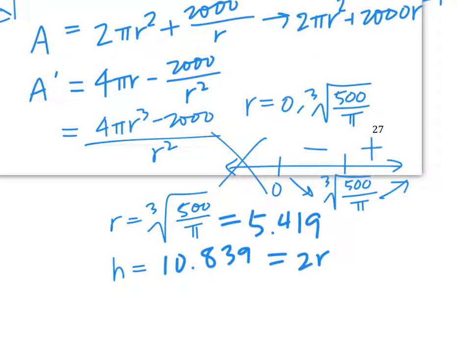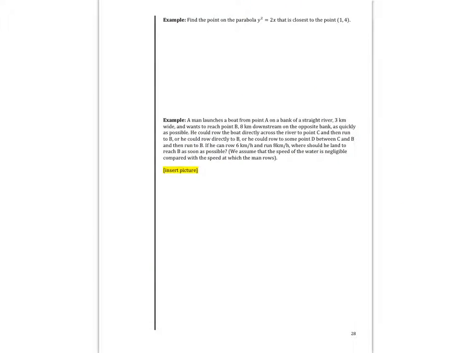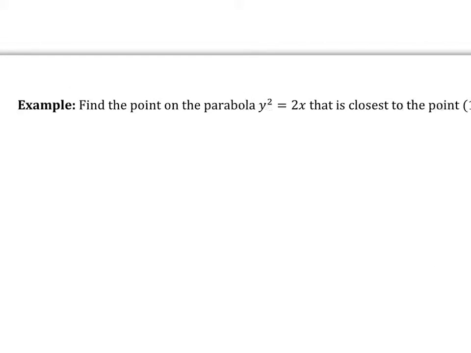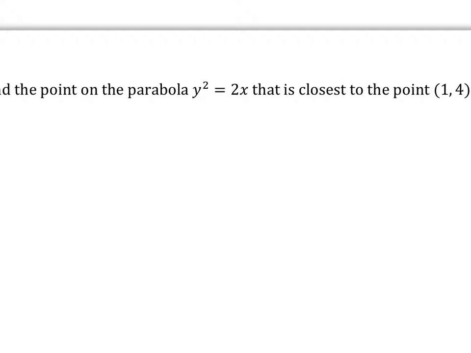All right, let's try another one. The next one is very tricky. Find the point on the parabola y squared equals 2x that is closest to the point (1, 4). All right, let's look at what this looks like. I'm going to do this on decimals.